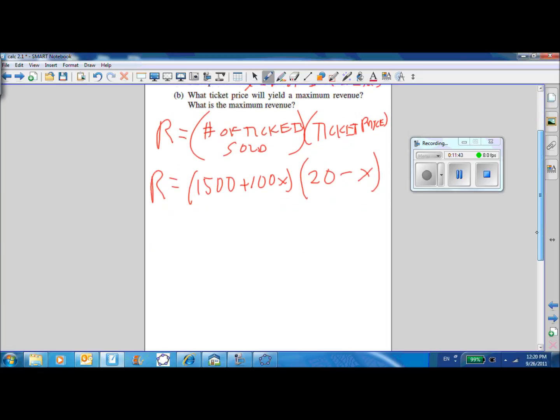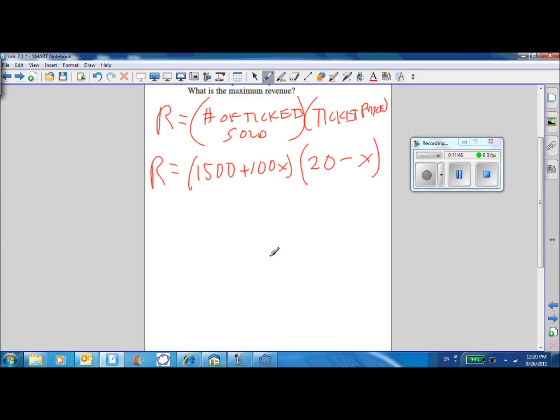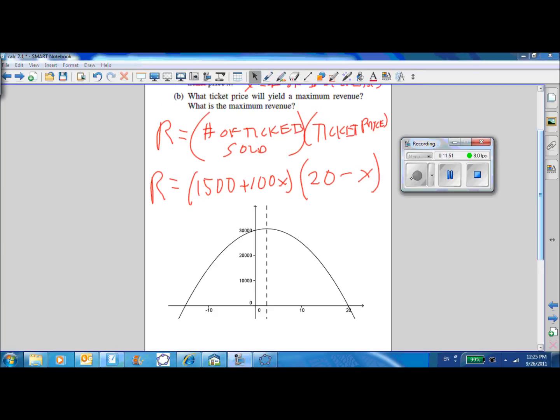Now the easiest way to analyze this function is to look at it in factored form and find the two roots. Okay, here's something off of GeoGebra. I just did it so I get a nice accurate view of where these roots are. The roots will happen when R equals 0. And so if we set 20 minus x equal to 0, we get x equals 20. So that's one of the roots right there. And if we set 1,500 plus 100x equal to 0, we get x equals -15, which is the root over here.